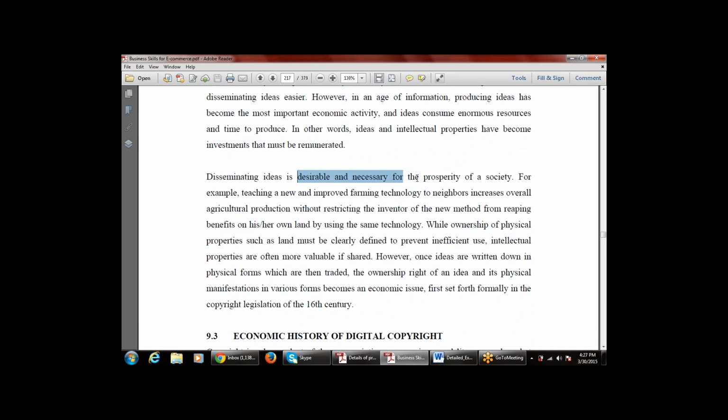Disseminating ideas is desirable and necessary for the prosperity of society. For example, teaching a new and improved farming technology to neighbors increases overall agricultural production without restricting the inventor of the new method from reaping the benefits on his or her own by using the same technology. So whenever there is a new, improved technology for farmers, it increases agricultural production without restricting the inventor from reaping the benefits by using the same technology.